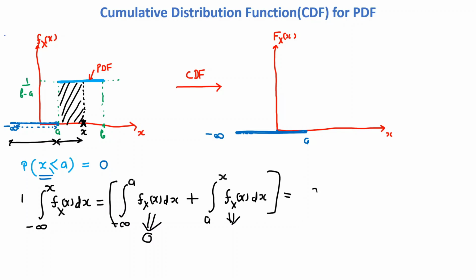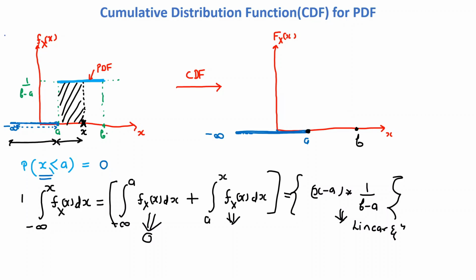What is the width? It is x minus a, multiplied by the height, which is 1 over b minus a. So this corresponds to the linear equation. Now we have to calculate the area corresponding to a and b. We have to calculate the cumulative function from a to b.